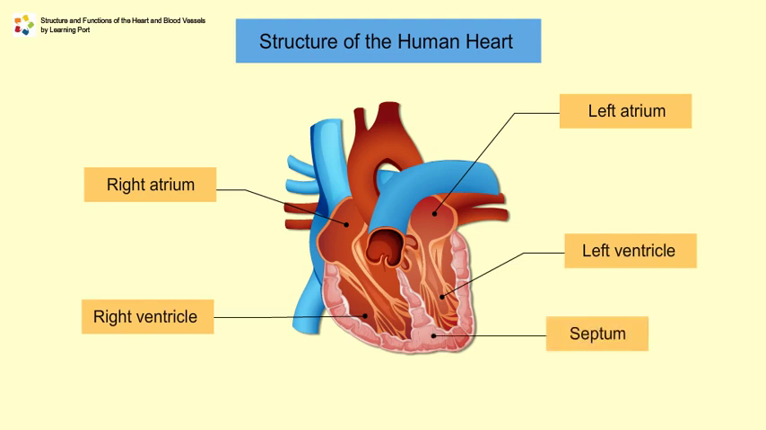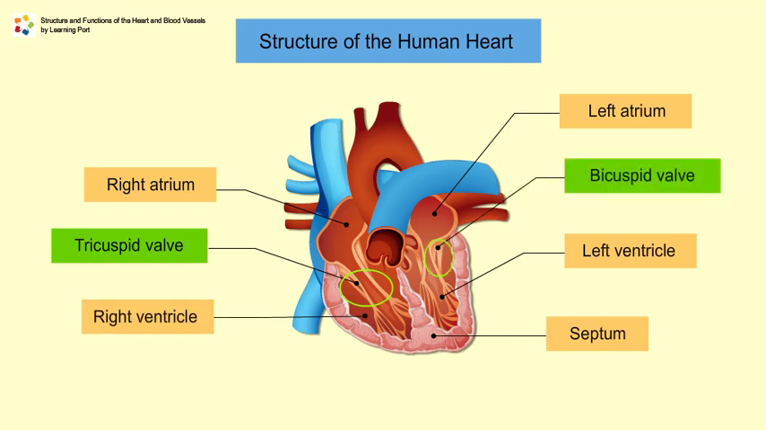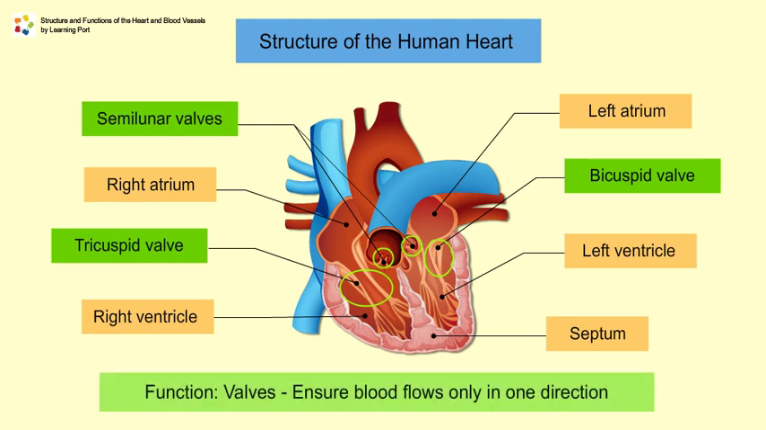the septum. The tricuspid valve is located between the right atrium and right ventricle. The bicuspid valve is located between the left atrium and the left ventricle. The semilunar valves are located at the base of the pulmonary artery and aorta. The function of the valves is to ensure that blood flows only in one direction.